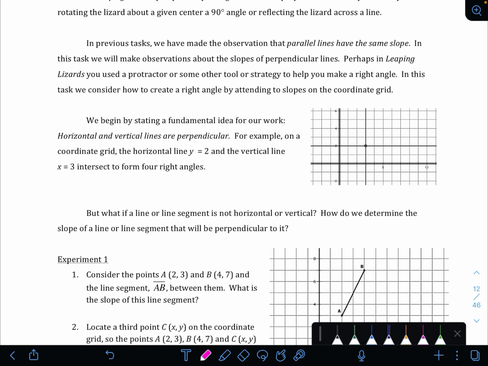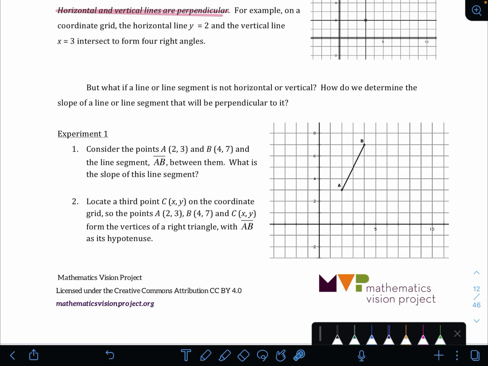Let's make sure we understand this basic idea that horizontal and vertical lines are perpendicular. If you have a horizontal line and a vertical line, you know that they are perpendicular. A horizontal line here, vertical line here, perpendicular. Horizontal line here, vertical line here, perpendicular. They're always going to be perpendicular. So how can we apply that to other types of lines? Well, it's not too difficult. I'm going to go through this first experiment with you, and then I want you guys to go through the remaining experiments yourselves.